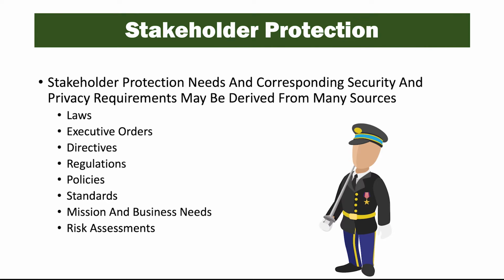Stakeholder protection needs and corresponding security and privacy requirements may be derived from many sources, including but not limited to laws, executive orders, directives, regulations, policies, standards, mission and business needs, and risk assessments. It's important when you're building an information system to determine all of the stakeholder protection needs and security and privacy requirements when we're determining the scope of the protection that needs to be applied to the information system to determine the correct controls that will be needed to protect the system and be compliant with regulatory compliance.